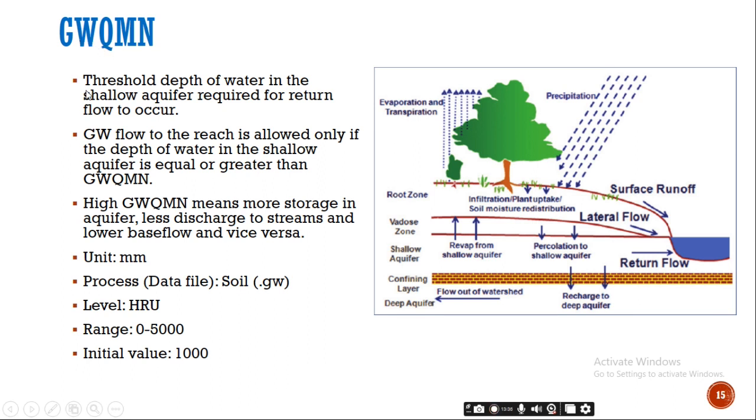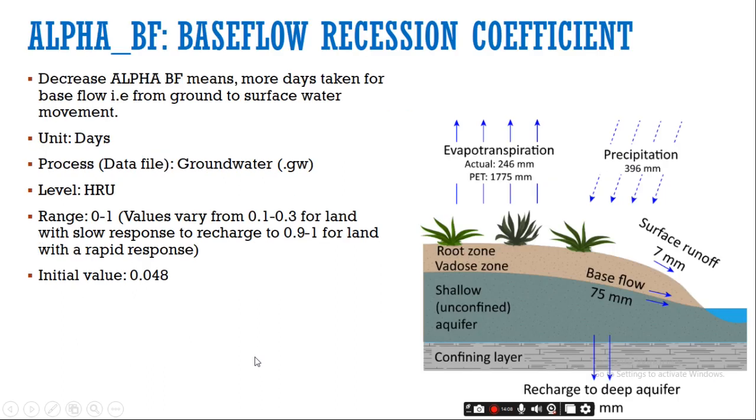Then after, groundwater QMN. What does it mean? It is the threshold depth of water in the shallow aquifer required for the return flow to occur. Groundwater flow to the reach is allowed only if the depth of water in the shallow aquifer is equal to or greater than GWQMN. High GWQMN means more storage in the aquifer, less discharge to the stream, and low base flow, and vice versa. Its unit is mm and its recommended range is 0 to 5000 and its initial value is 1000.